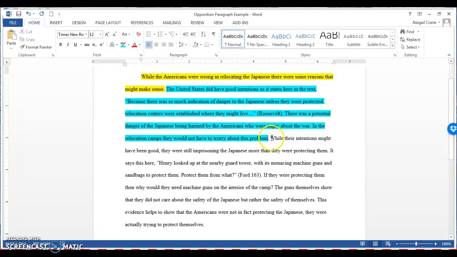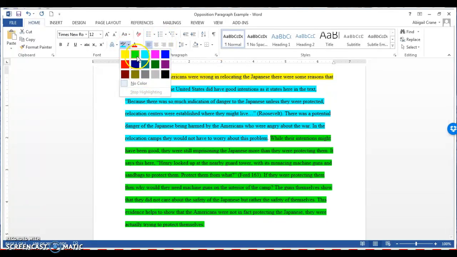Notice that they transition now to countering the argument starting here, and for the remainder of the paragraph, they counter the argument. While their intentions might have been good, they were still imprisoning the Japanese more than they were protecting them. And then they use evidence to support that idea as well as provide their own commentary about that. So notice that in no instance are they agreeing with the opposition. They make it almost a neutral stance, like, hey, some people believe this, maybe they had good intentions, but in no way are they agreeing with the opposing view. It's really important that you do not do that, because that's a weaker argument.